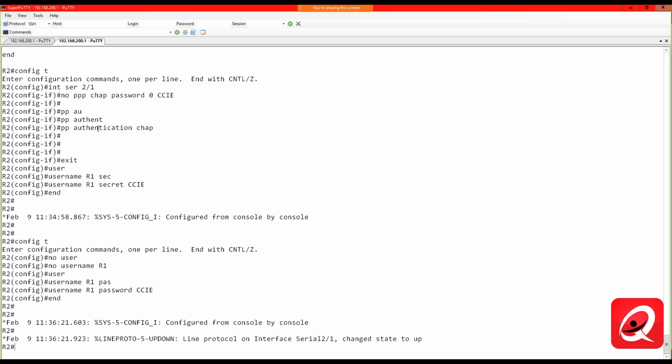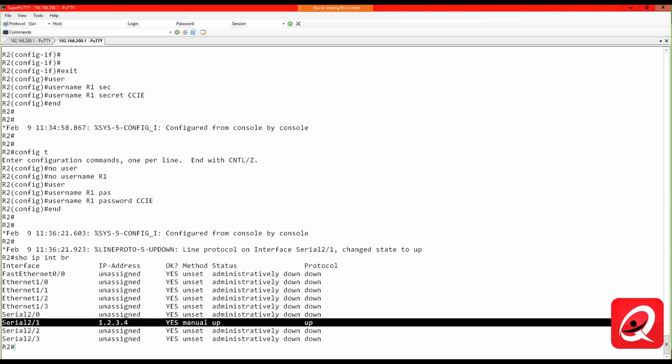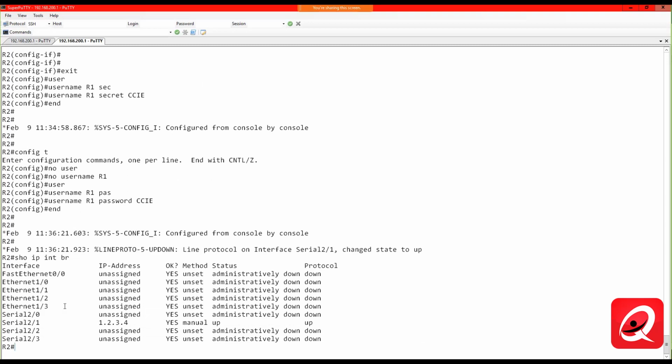As long as you have the other router's host name and you share a common password, there should be no issues in authenticating. Show run, show IP interface brief. Yeah, for some reason it came up. I'll have to research that and see if that's an issue with GNS3, which it most likely is, or if it's something with CHAP authentication where we can't use the secret. I've used secret many times before though.